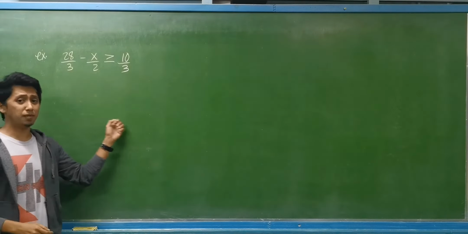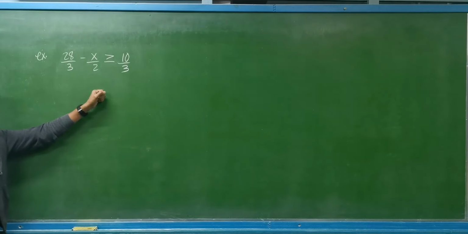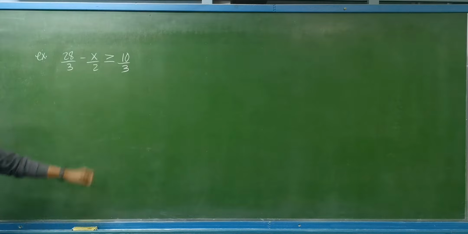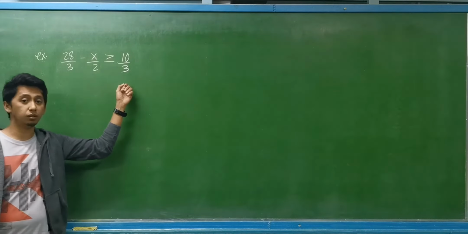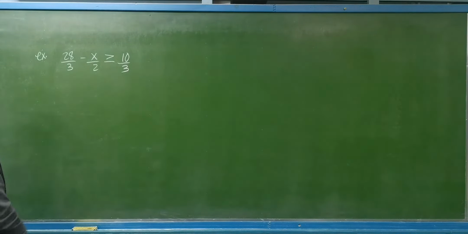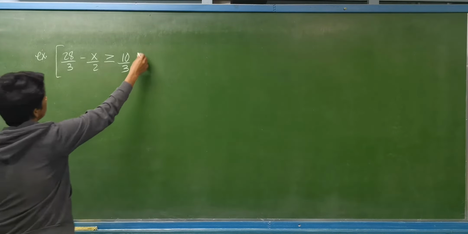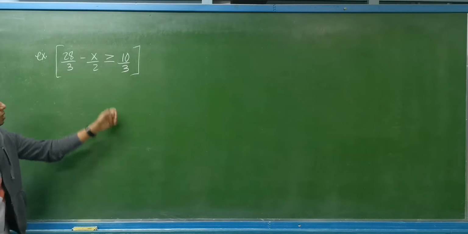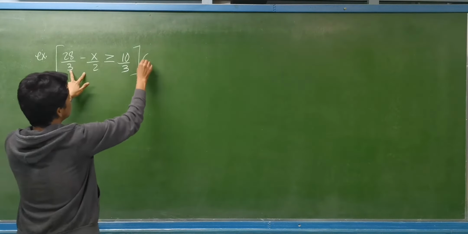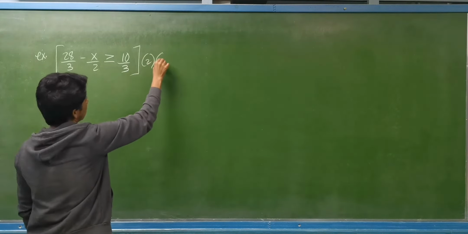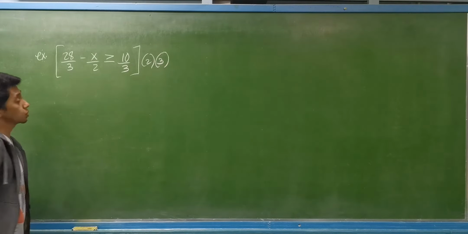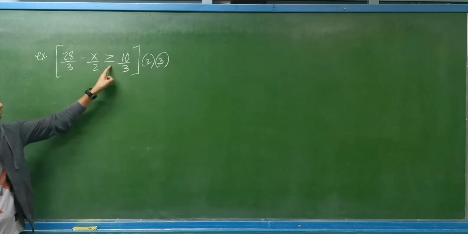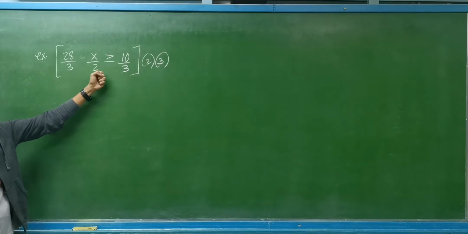So let's have another example. For example, we are required to solve for the solution set of this inequality. We have 28 over 3 minus x over 2 is greater than or equal to 10 over 3. So we may simplify this inequality by first removing the denominators. So we may multiply both sides of the inequality by 2 and 3. So we are multiplying by positive numbers. Therefore, we are to maintain the sense of the inequality.